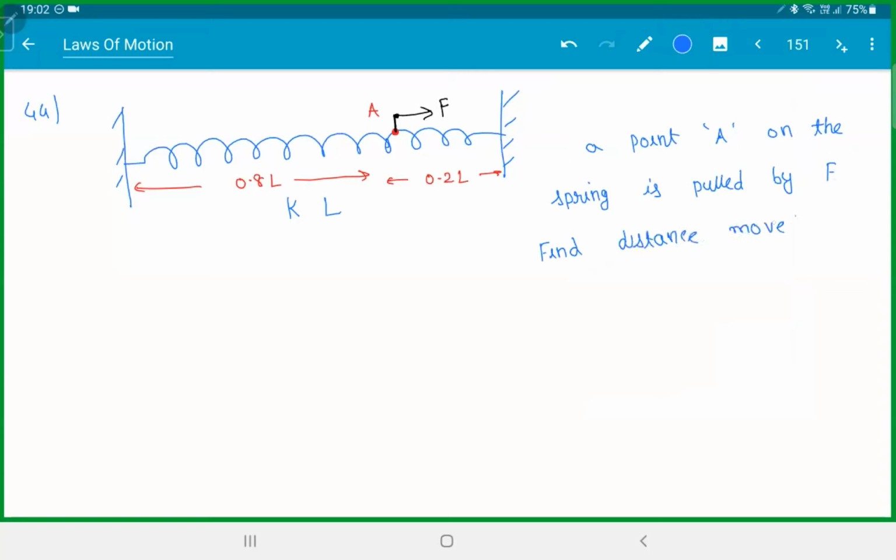Normally pulling the end of the spring is fine, we know that, but what if you pull in the middle of the spring somewhere? Find the distance moved by point A when the spring is in equilibrium. Means you're slowly pulling it and finally it comes to rest. And you're applying force F, so ideally speaking, it will start oscillating. Let's ignore all that. We'll not get into that stuff. We'll do the oscillation part later, that comes in work power energy.